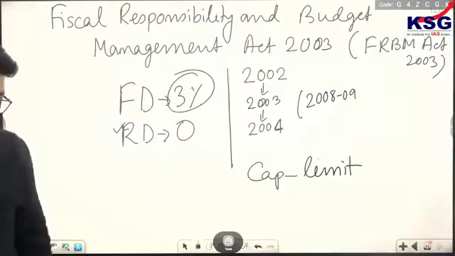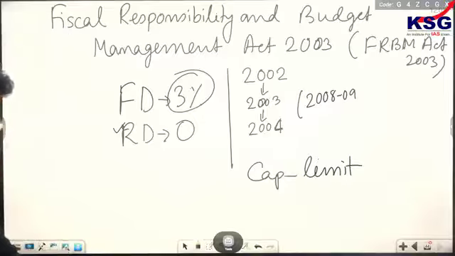These three statements provide the macroeconomic background and assessment relating to the achievement of FRBM goals.